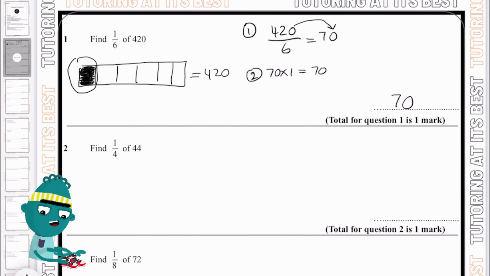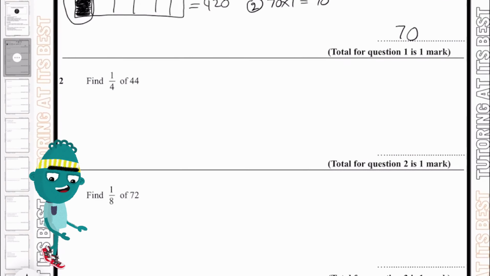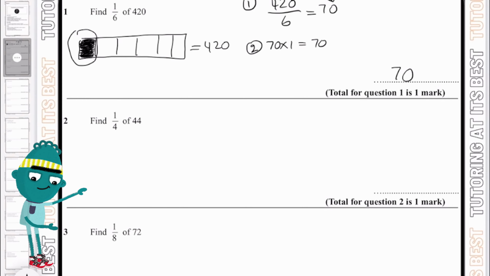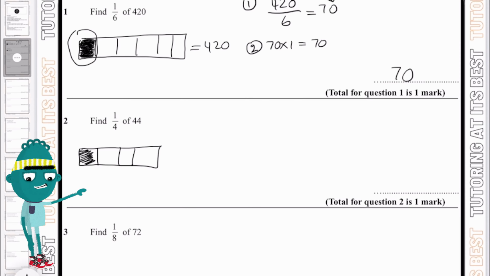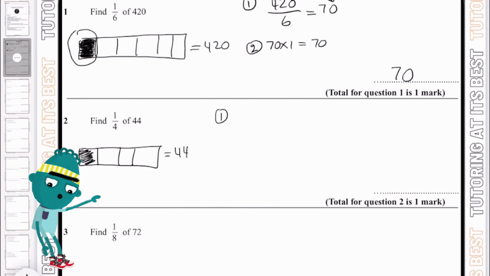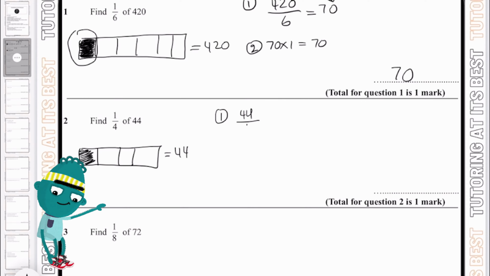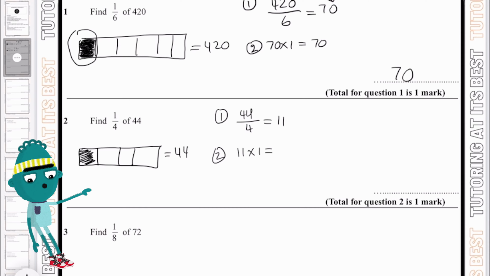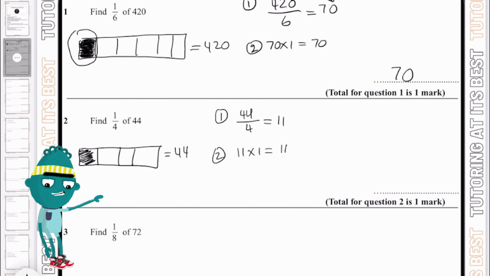But let's now take a look at question number 2. This states, find a quarter of 44. Once again, I can do the rectangle and split this into 4 equal parts. Now I know I need to work out 1 out of 4. So again, we know this equals 44. Let's take the first step where we will do 44 divided by 4, which gives me 11. And then 11 multiplied by the numerator, which is 1. And that gives me the answer for number 2.